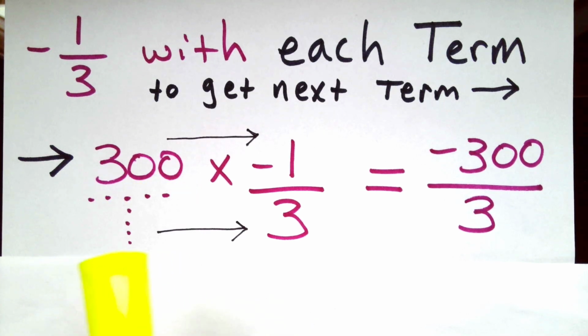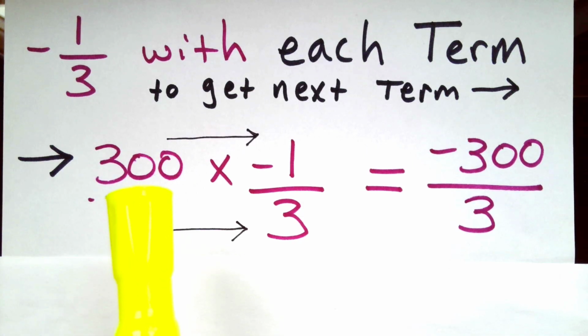If you're not familiar with invisible ones, please check out my video on invisible ones. It clarifies so much that makes mathematics confusing for students. So that 300 has a 1 underneath it. I write it as a dot, dot, dot, invisible 1.